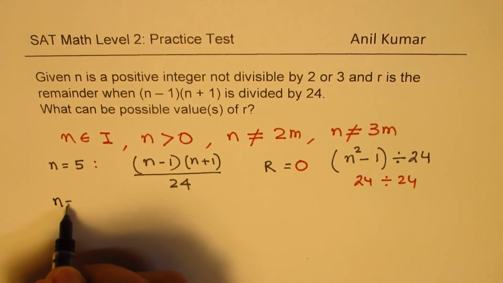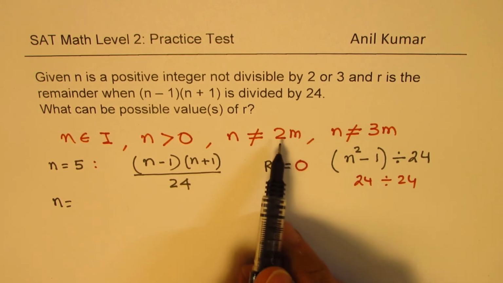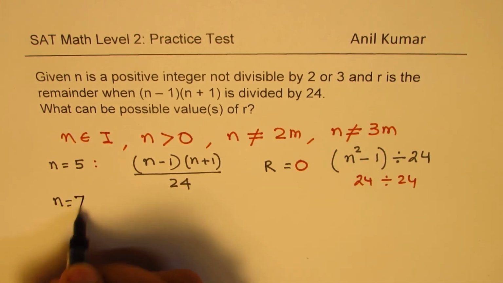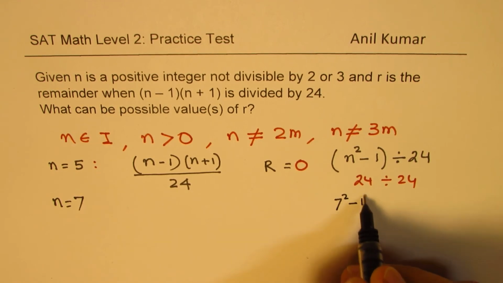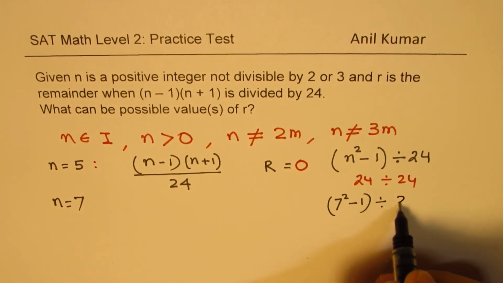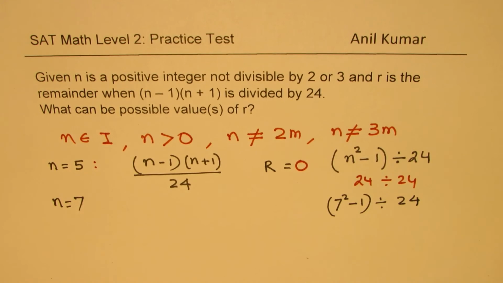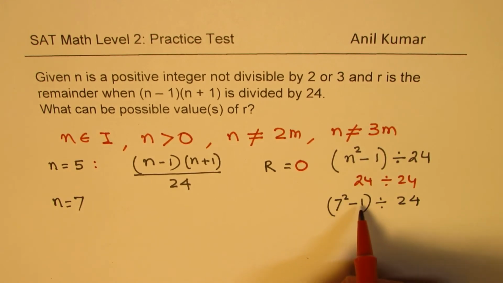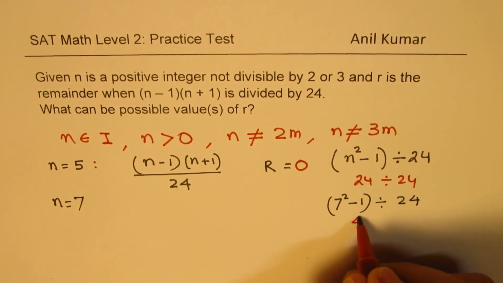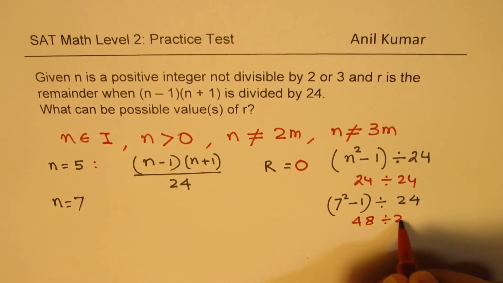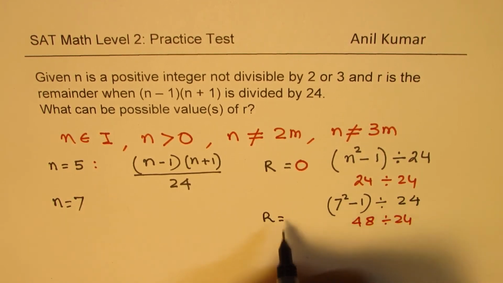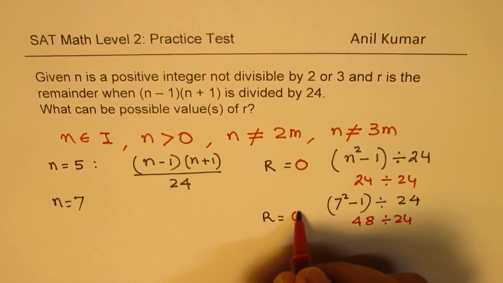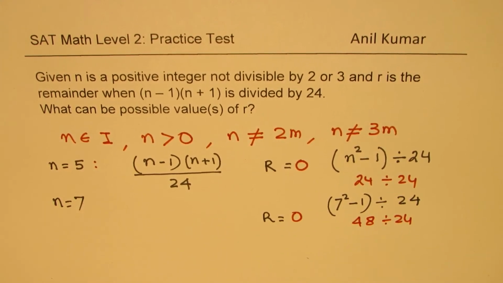So if I take n, I cannot take 6 since 6 is a multiple of 2 and 3, but we can try 7, correct? So we get here 7 square minus 1, and we are going to divide this by 24. Now in this case, 49 minus 1 is 48. So basically this is 48 divided by 24. Remainder in this again is 0, right? Since 48 is 2 times 24, right?